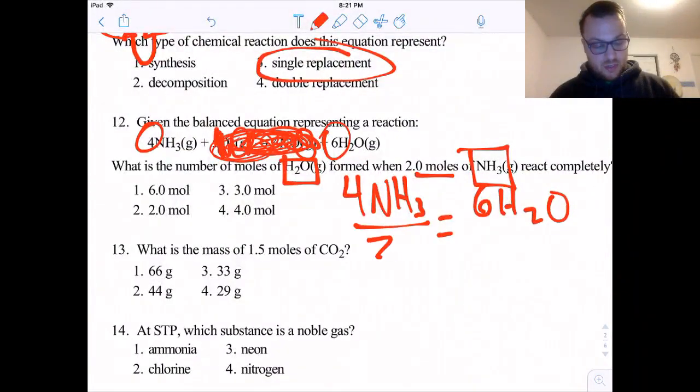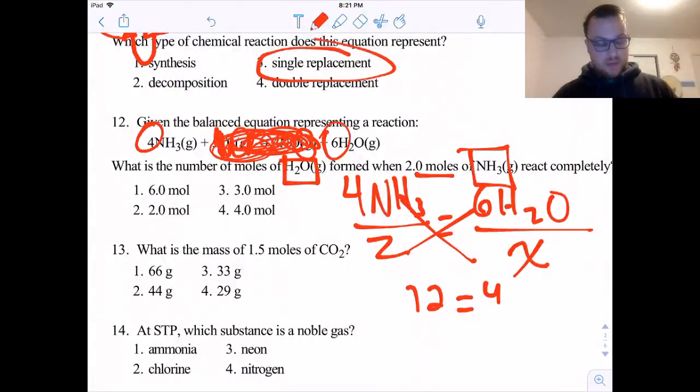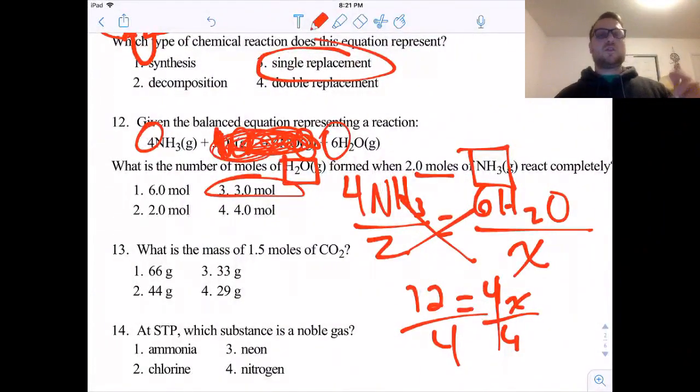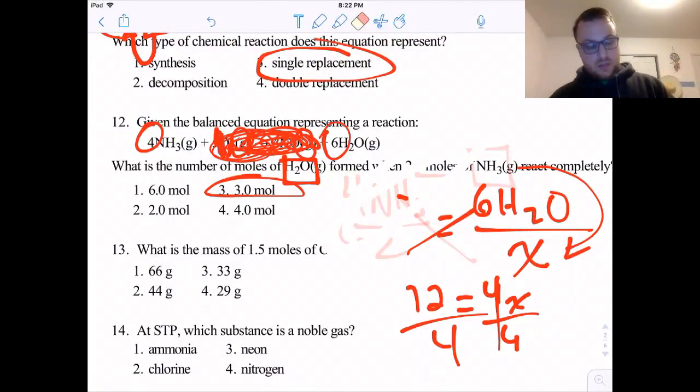Some of you might see it right away. If you don't, cross multiply and divide. 12 equals 4x. Divide by 4. X is equal to 3. If you didn't cross multiply, or what do you mean, Mr. G? People can see that right away. Some people can just pick up fast that 4 divided by 2 is 2, and so 6 divided by 2 is 3. I'm not asking you to see that right away. Set up a proportion, cross multiply and divide, and you'll be fine. Don't stress about these problems. They're much simpler than it looks.